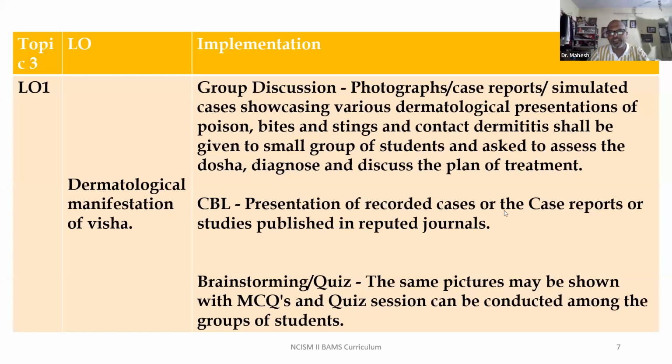Presentation of recorded cases or case reports or studies which are already published in reputed journals, means trustworthy journals which we can trust. After doing these things, you can also do brainstorming or a quiz, as an assessment. Just now I was telling, the same pictures may be shown with MCQs, or a quiz session can be conducted among the groups.